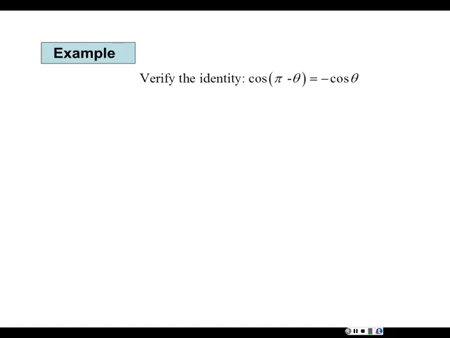Now, can we verify this one? Again, at this point, think of pi as alpha and theta as your beta. If that is the case, just write the formula and see whether you can find the negative cosine theta on the right side. So again, just assume that alpha is your pi and theta is your beta in the original formula, and let's see what we can get.